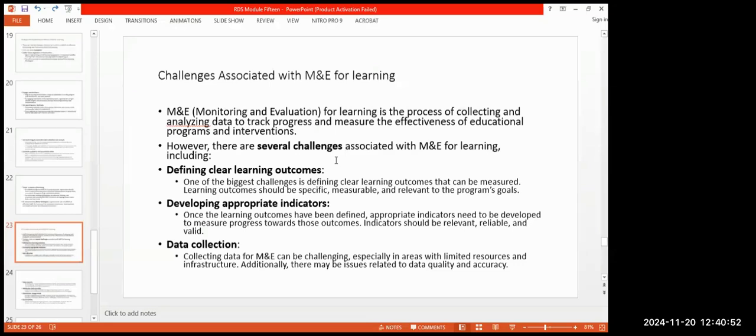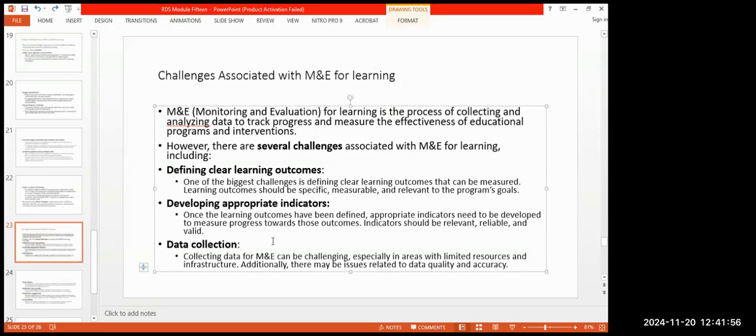Several of them can be discerned. One is, and this is very common, some programs have problems defining their outcomes clearly. If your outcome is like your destination, so if you don't know your destination, then you are likely to tell a story to anyone. Okay. So that means you have what we call clear learning outcomes. Indicators is another, because you see, indicators are what drives the information collected through M&E. Monitoring is driven by the indicators, the SMART indicators, and also evaluation. So if you have wrong indicators, you have problems. So that's where sometimes M&E for learning gets a problem.